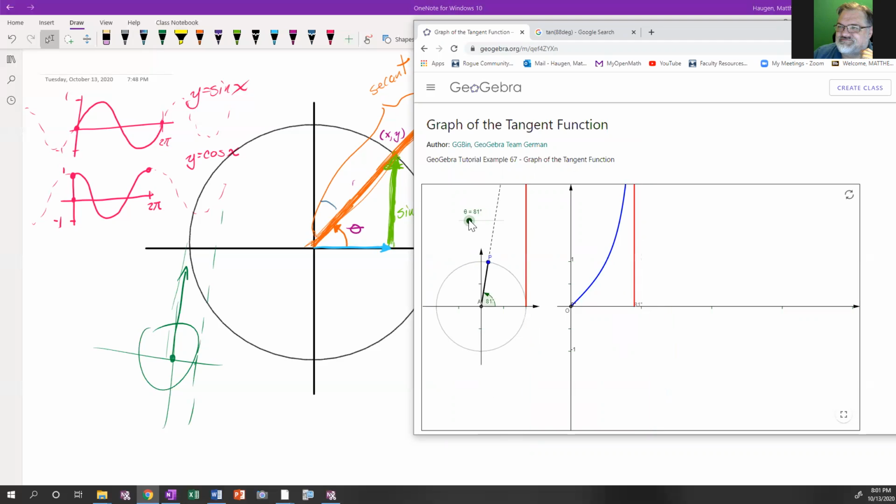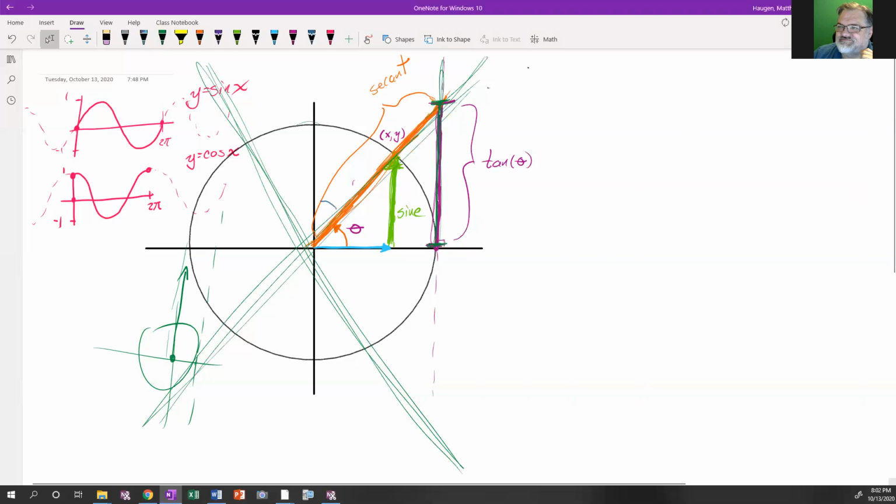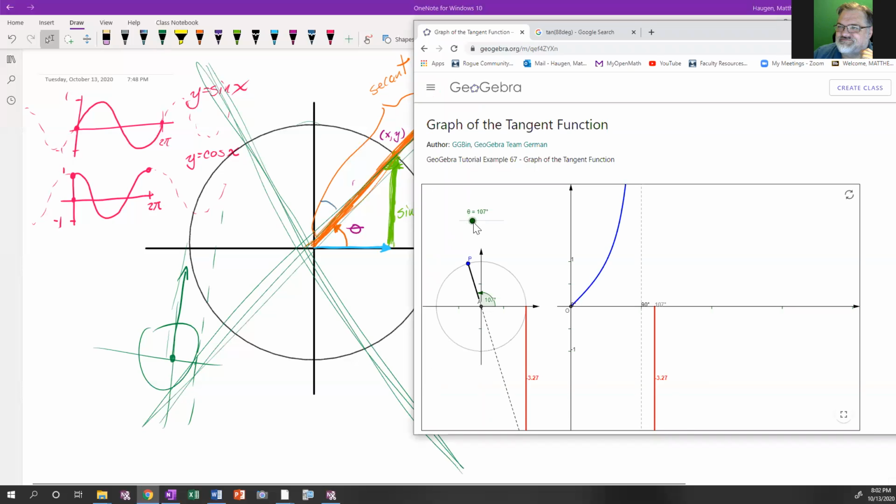Okay, what happens if we keep going? Well, if we keep going, okay, it's not going to hit as we go forward this way, but if we let that ray be a line, as that line turns past 90 degrees, that line still intersects the line tangent to the circle. It just intersects it way down on the other side. It intersects it down there. And we know in quadrant 2, our tangent should be negative because our y's are positive and our x's are negative. So we get these nice negative values heading back toward 0 at pi.